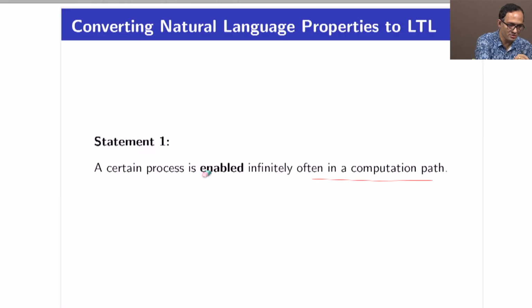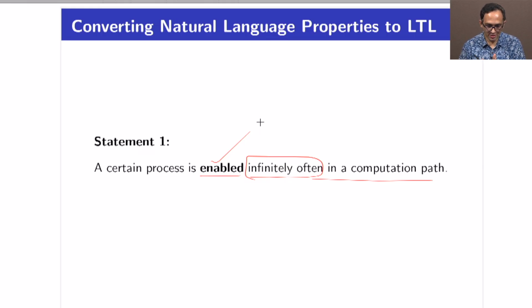There are two parts I would ask you to note. One is enabled, which is the proposition, right? So the property I am going to write is in terms of the atomic proposition enabled, okay? But the other part is infinitely often, so I have to model this infinitely often in LTL. For a given statement, the first task is to identify the propositions, and here the proposition is enabled, and I have to encode infinitely often.